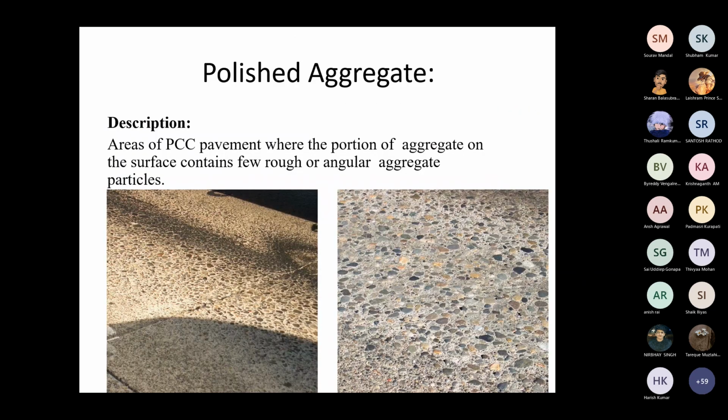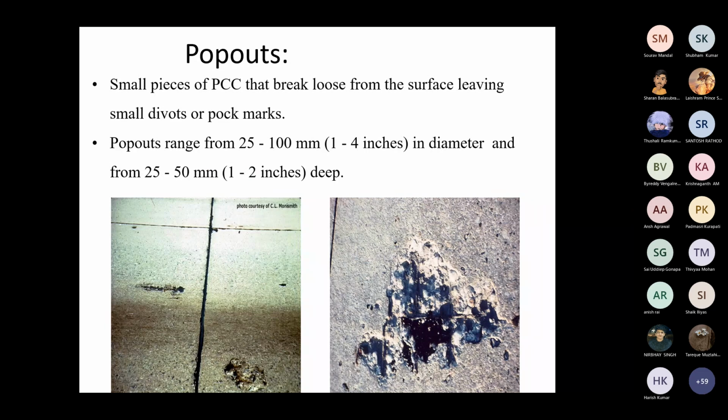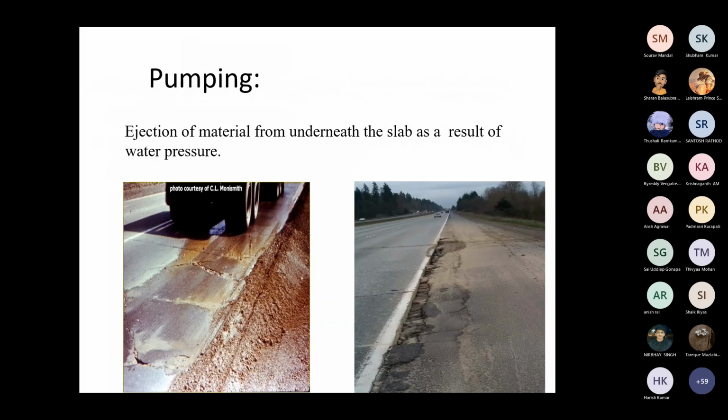Polished aggregate: areas of PCC pavement where the portion of aggregate on the surface contains few rough or angular aggregate particles. That is, polishing of the aggregate. And pop-outs. Pop-outs mean small pieces of concrete that break loose from the existing surface and come out. Small divots or pock marks will be there, maybe in some localized area, where small particles alone come out.